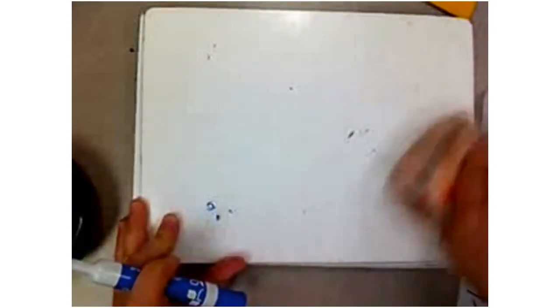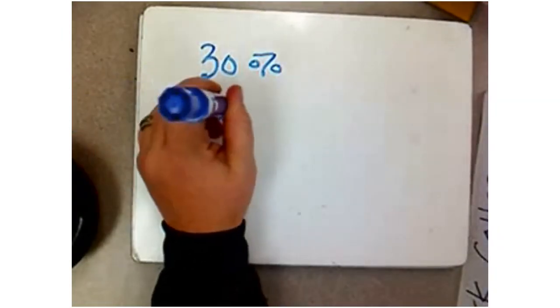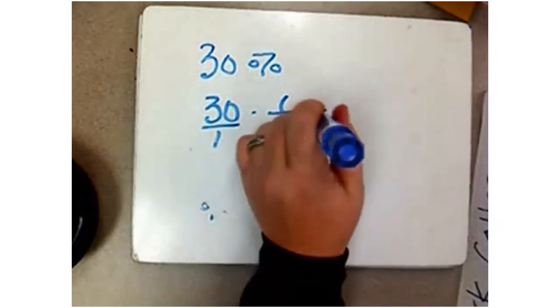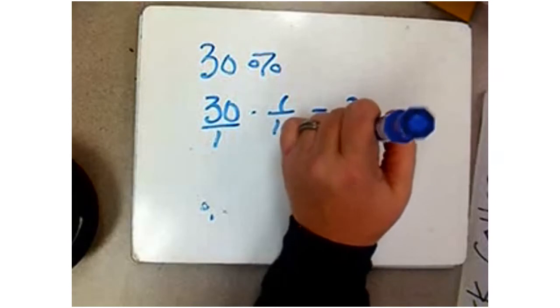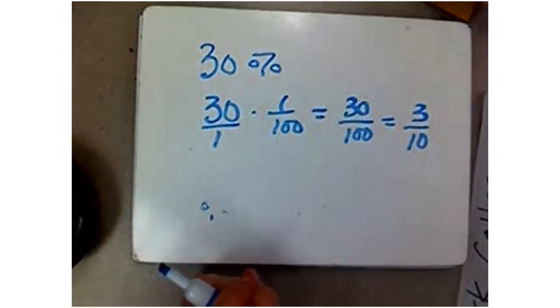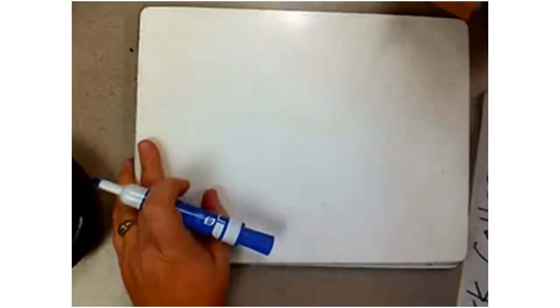So let's try that again, and then you try it. It says 30%. So we have 30%, which just means 30 times 1 over 100. So that would be 30 over 100, or 3/10ths, right? 3 parts of 10. 30 out of 100 is the same as 3 parts of 10. All right. Let's see, what else do we have here?